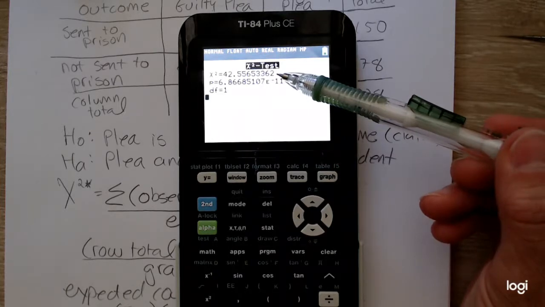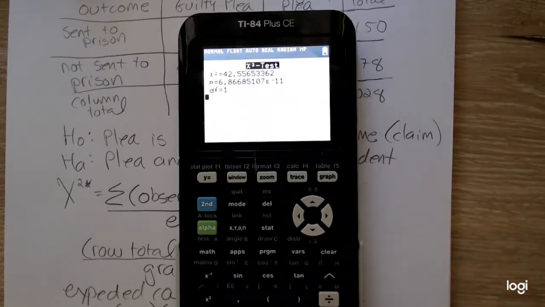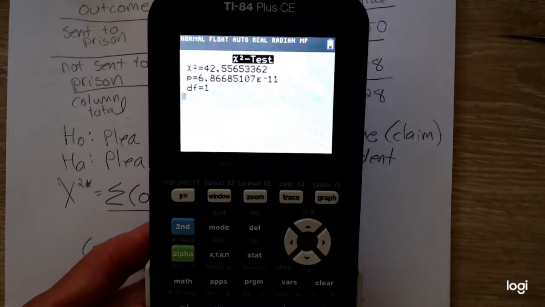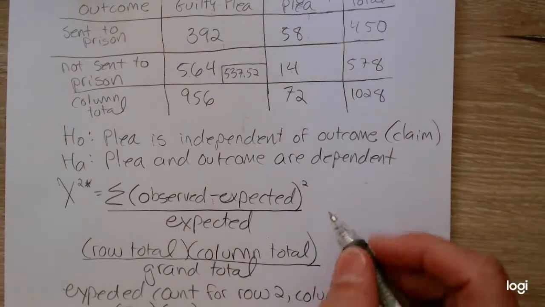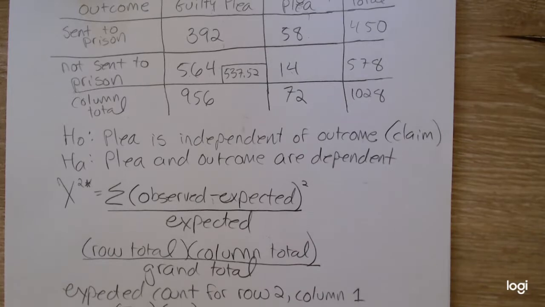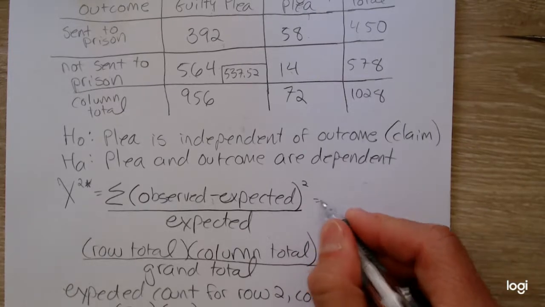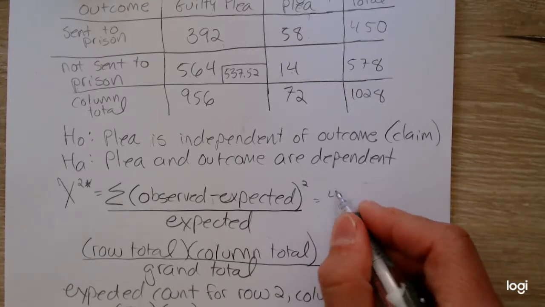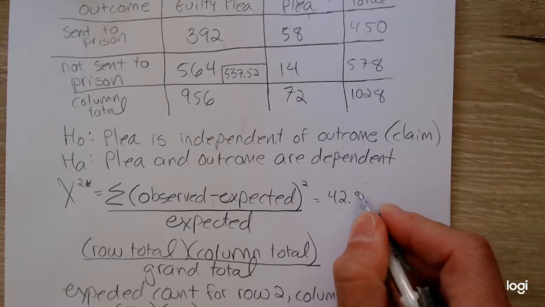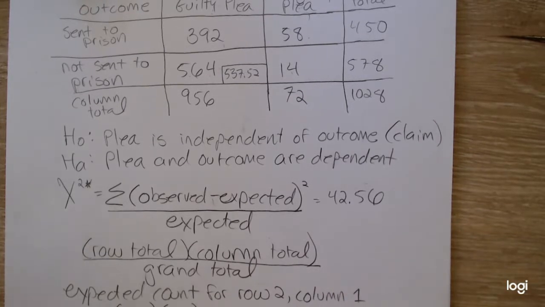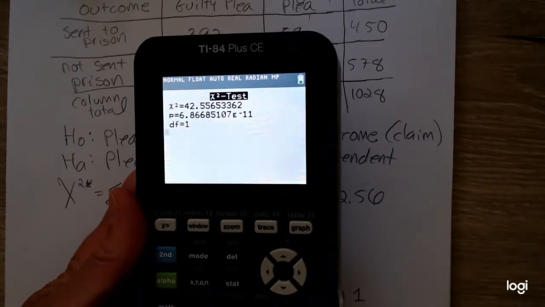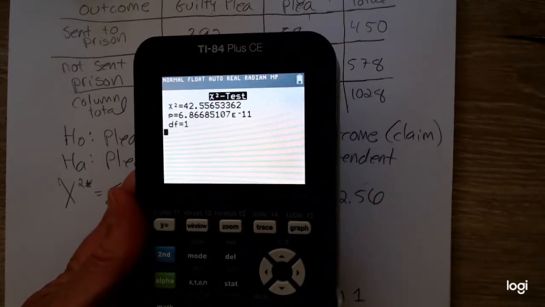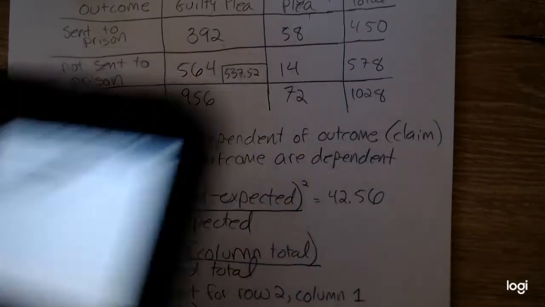and then you'll see that the test statistic, that chi-square value, is 42.56. Okay, so if I had plugged in all of these into the formula, I would get 42.56 with a corresponding p-value. Now that's really small. That's 6.87 times 10 to the negative 11th power.